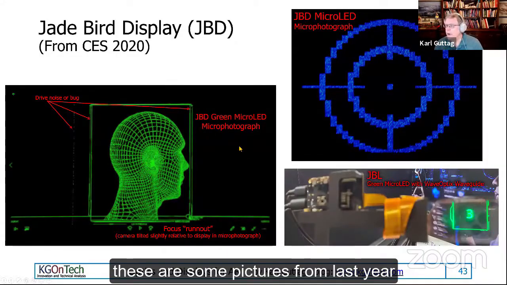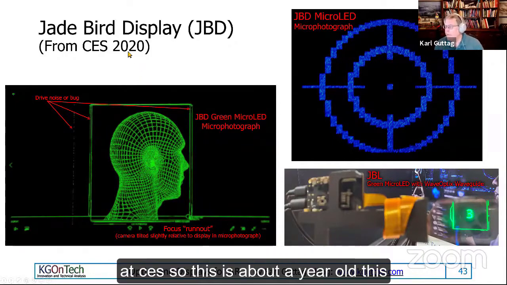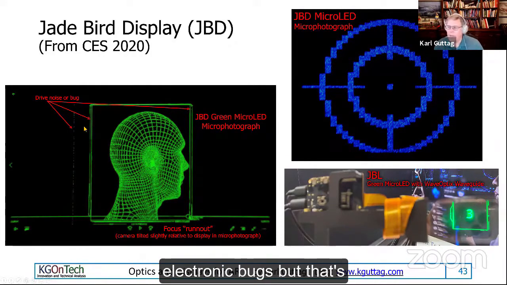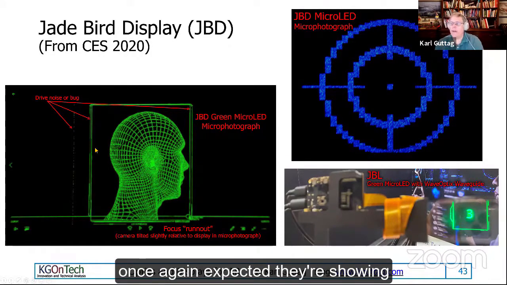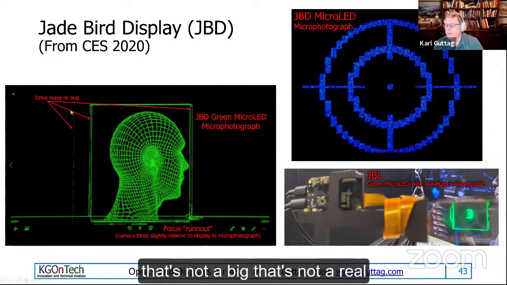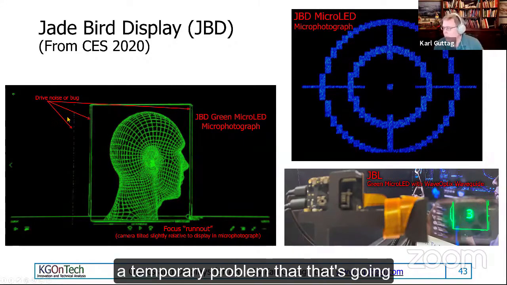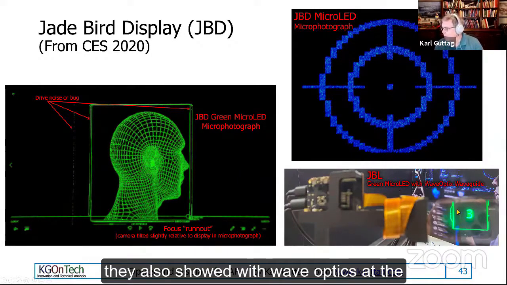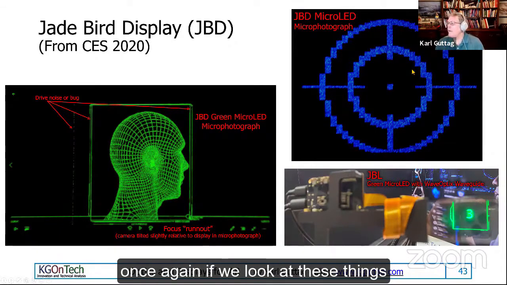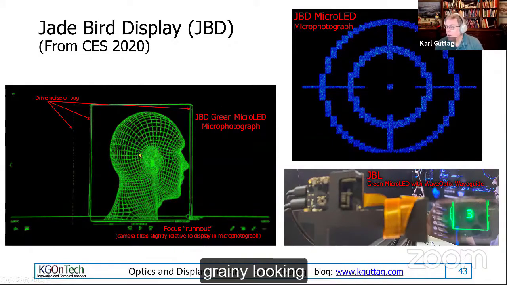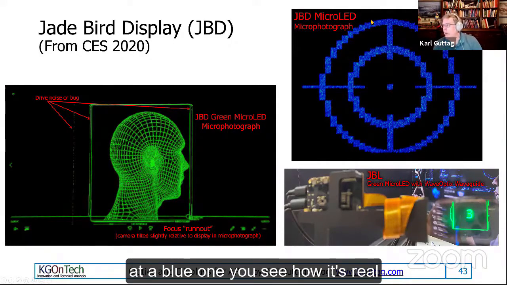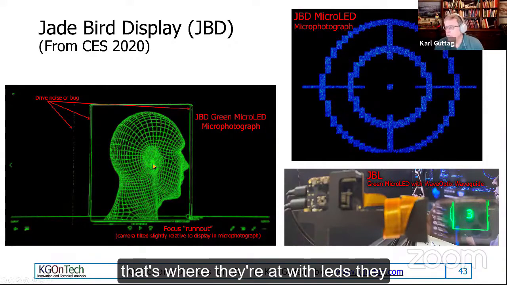These are some pictures from last year at CES, so this is about a year old. This is a Jaybird fine line drawing. They've had some electronic bugs, but that's once again expected. They're showing early prototypes. That's not a real problem. That's a temporary problem that's going away. They also showed their micro OLEDs working with the wave optics at the show. Once again, if we look at these really close up, it's kind of grainy looking. Over here is an even closer look at a blue one. You see how it's real grainy looking. That's where they're at with LEDs.